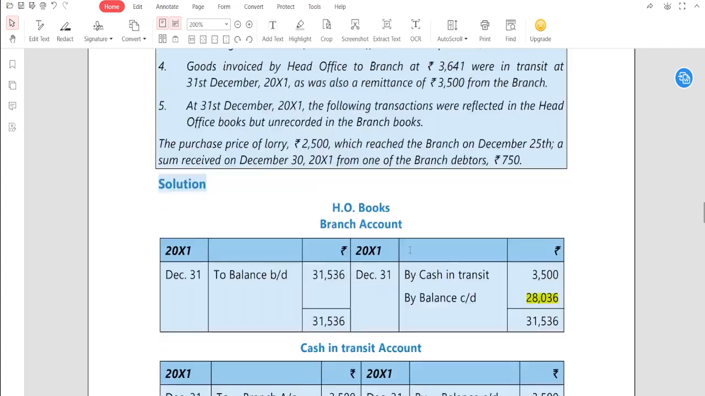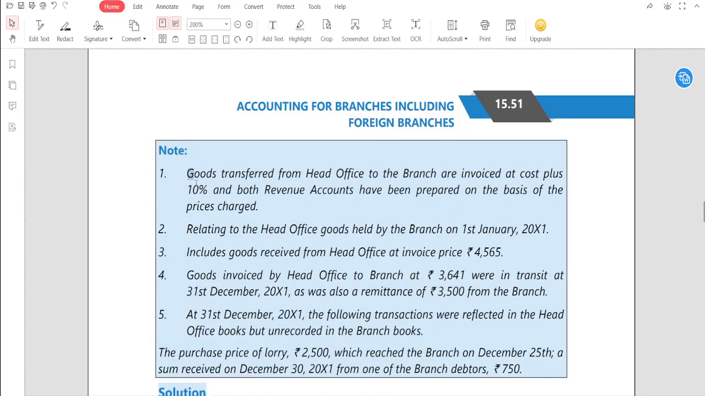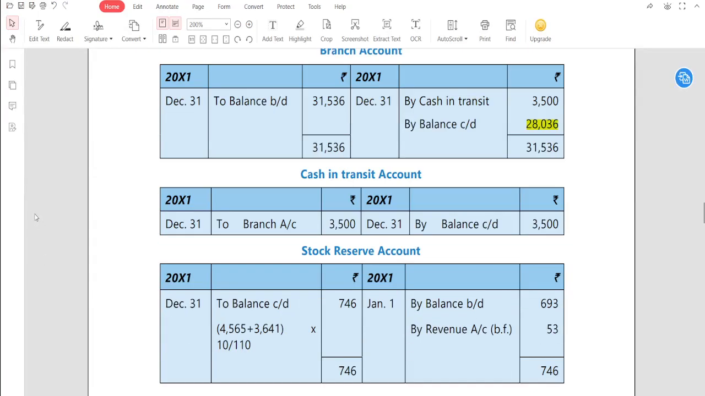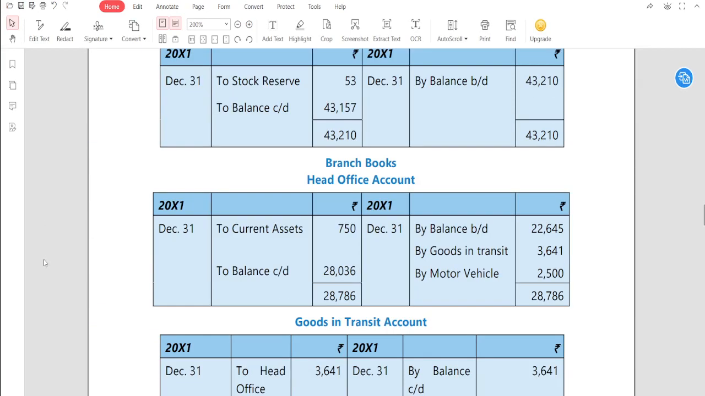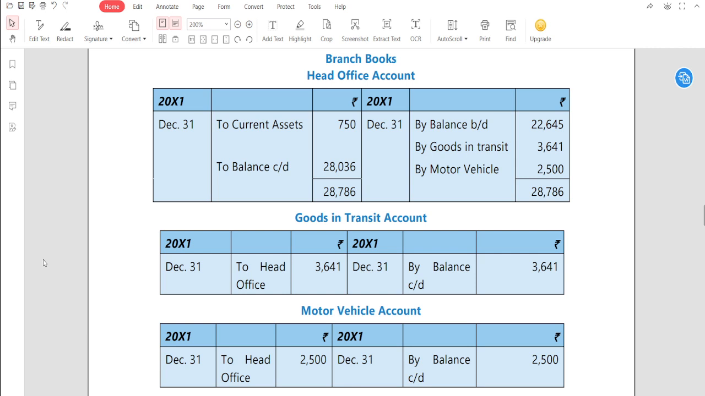Let's go to the adjustment once, guys. Goods have been invoiced at 10% above price. Now see, relating to the HO goods held by the branch, include goods received from the HO at invoice price 4,565 and goods invoiced by HO to branch 364 were in transit. So it means it is in transit. So in the books of the branch, what will be the journal entry? Goods in transit account debit to HO account. Perfect. So let's see what happened here. See, goods in transit account debit to HO account.